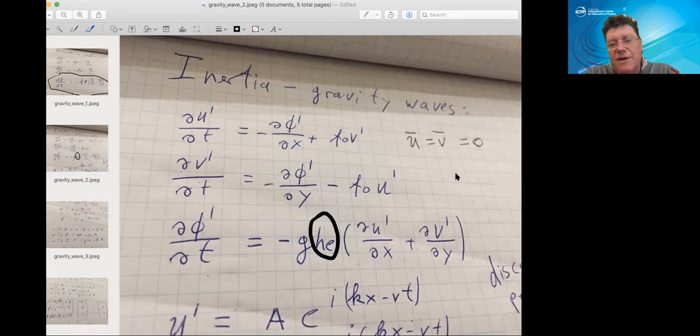And also we have to use the property that the mean state completely fulfills this set of equations also. You're aware of this linearization procedure, right? So whenever there is a term, for example, U primed, let's say d by dx, dx here.